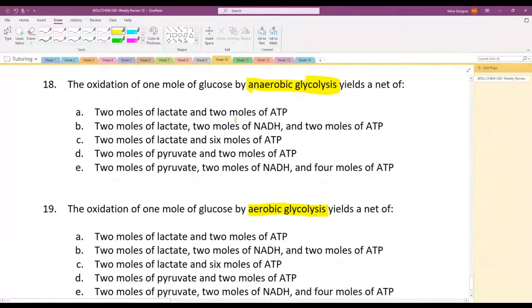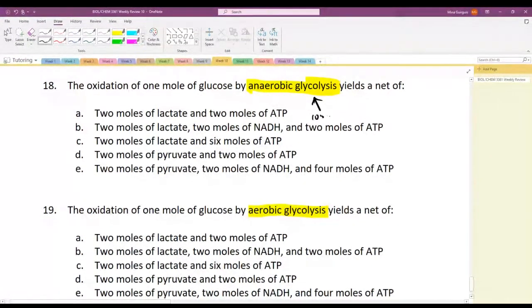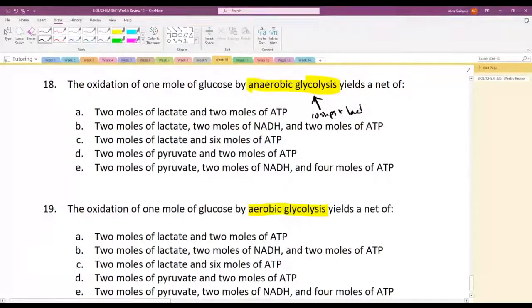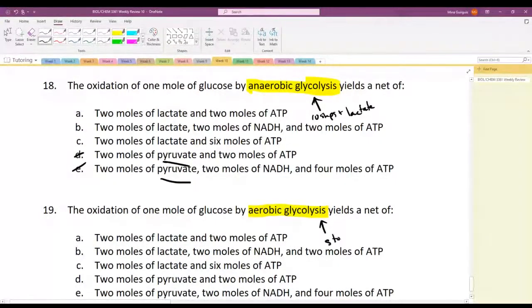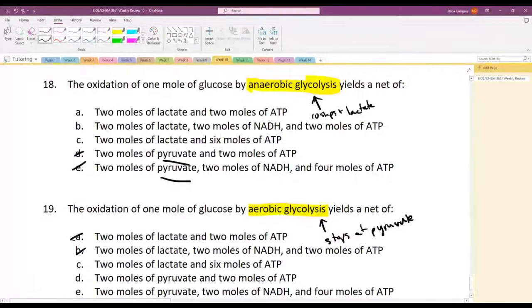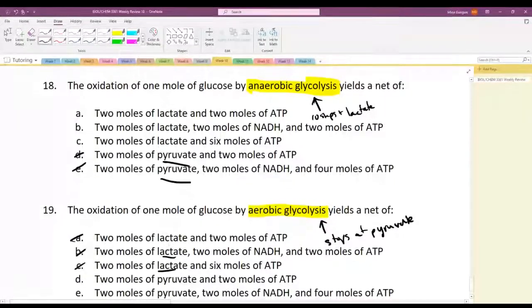And that's it. Everything else is the exact same. Anaerobic versus aerobic glucose. So I know anaerobic glucose is basically 10 steps plus lactate. And it's lactate dehydrogenase, but just lactate for convenience, okay? So in my mind, I want to eliminate everything that involves pyruvate because I know pyruvate is converted to lactate, okay? And aerobic glycolysis, I'm going to do the opposite. This stops at pyruvate. So I can eliminate anything that involves lactate here, okay? Because I know lactate is not present.